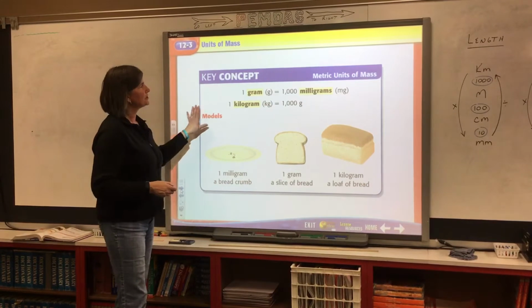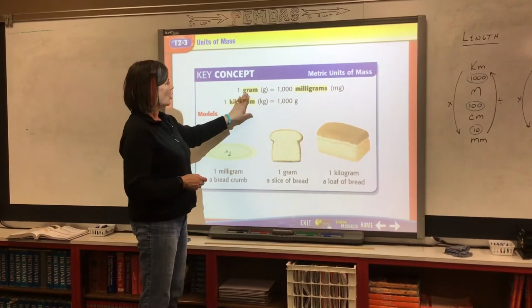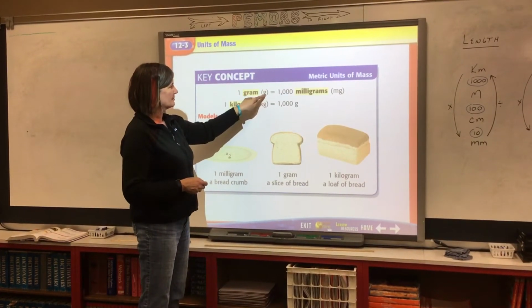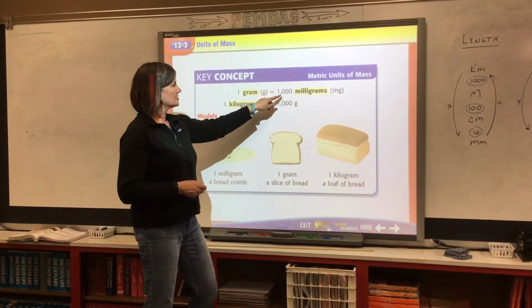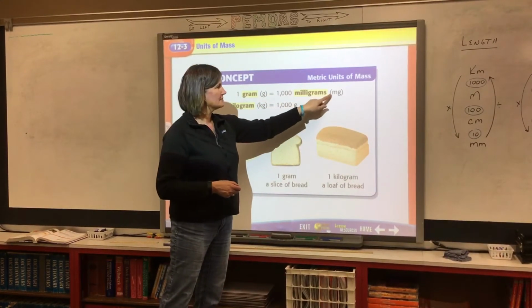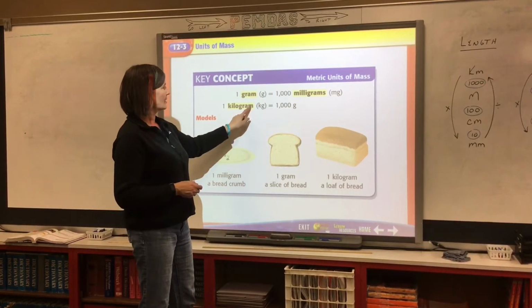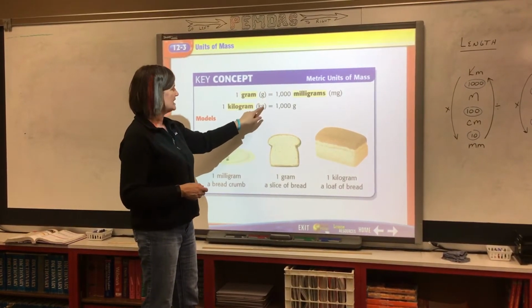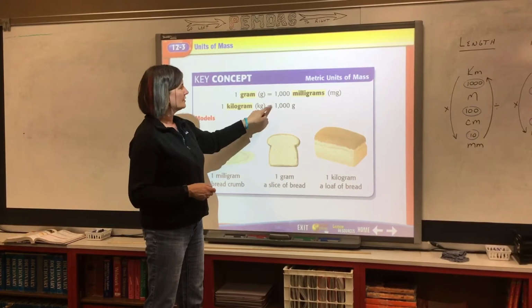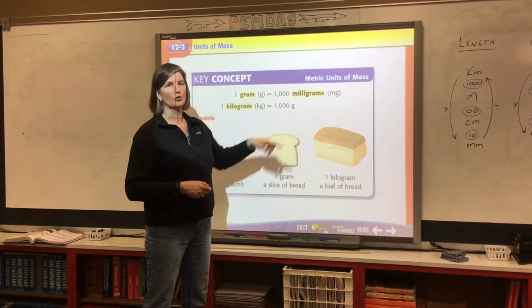Here are the conversions we're going to use today. 1 gram, and the abbreviation for that is g, is equivalent to 1,000 milligrams, which we write mg. And 1 kilogram, the abbreviation for that is kg, is equivalent to 1,000 grams.